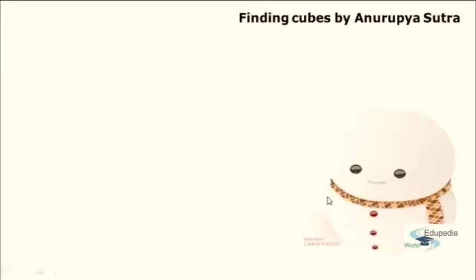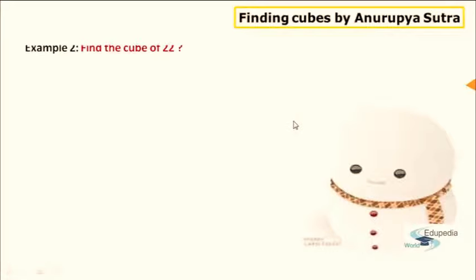This is Varun Ganga. Guys, in our previous sessions, through an example, we have learned how an expert at his level could use this Anurupya Sutra in finding the cube of a two-digit number. And now, in this session, we are going to have a look at one more example. So, why wait? Let's see. The example that I am going to take here is: find the cube of 22.